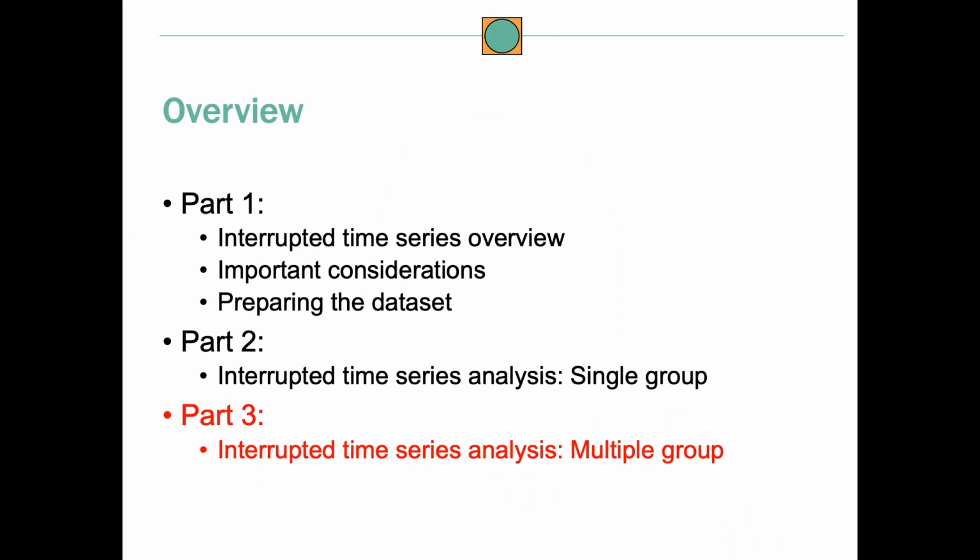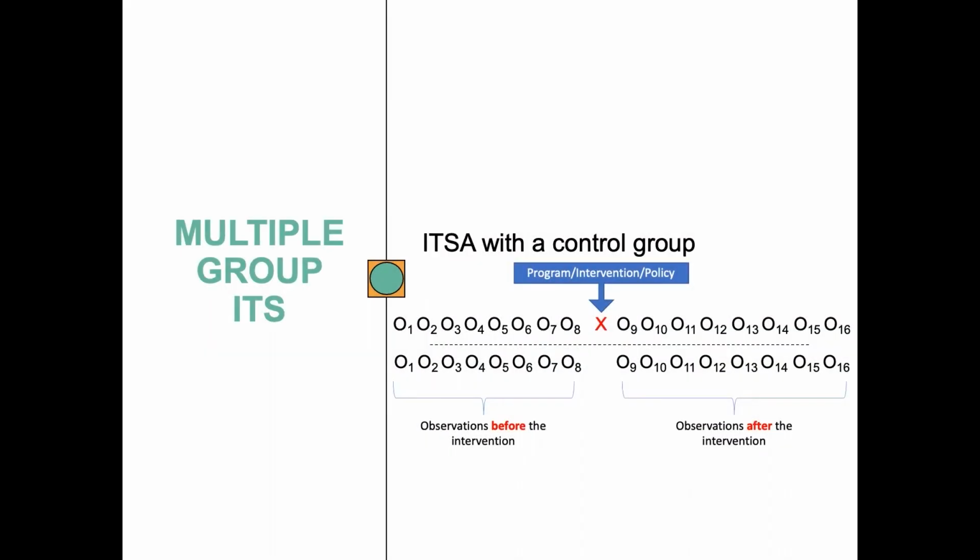The second part focuses on the single group interrupted time series, and in this part, we will focus on the multiple group interrupted time series. In the multiple group interrupted time series, we have one or more control groups available for comparison to our exposed or treatment group. Adding this comparable control group strengthens our approach because it allows us to control for pre-trends and pre-slopes. And one of the key assumptions that we make in using the multiple group interrupted time series is that the confounding emitter variables affect both the treatment and the control group similarly.